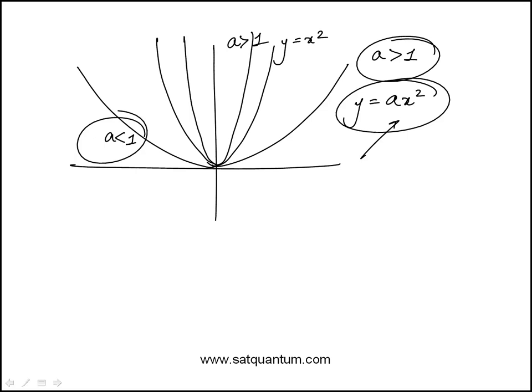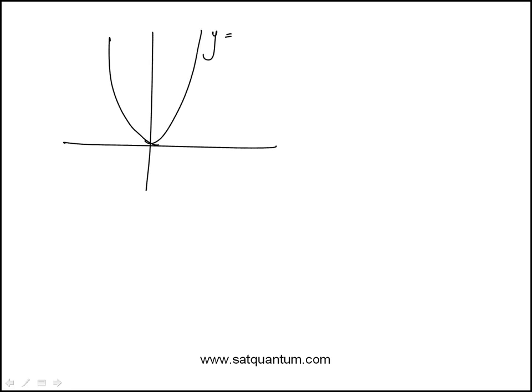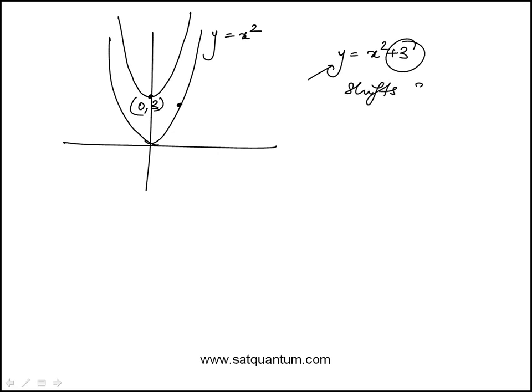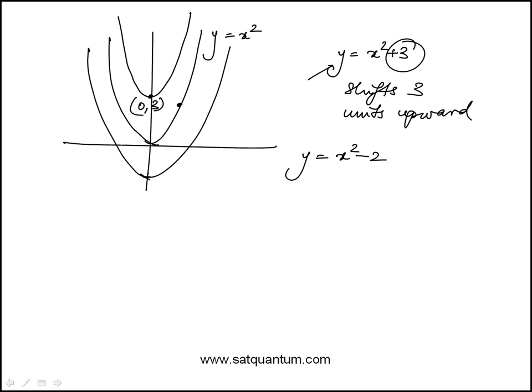Then there are shifts, meaning the parabola is shifted right, left, or up or down. So again, I'll go back to the basic parabola y equals x squared, and we're going to look at what would happen if I add 3 here. In this case, each of the y coordinates corresponding to those points goes up by 3. So the parabola just shifts up 3 units, and this point is (0, 3). So the entire parabola shifts 3 units upward. And if you were to subtract, x squared minus 2, it would shift 2 units down, something like that.